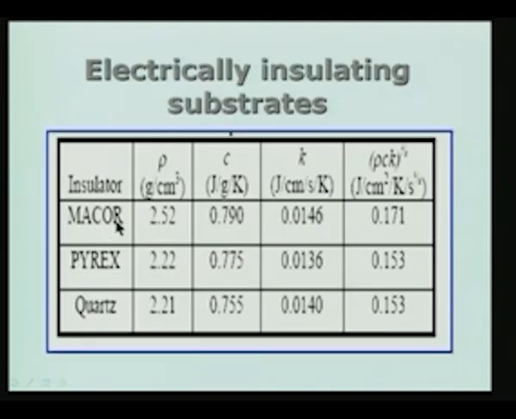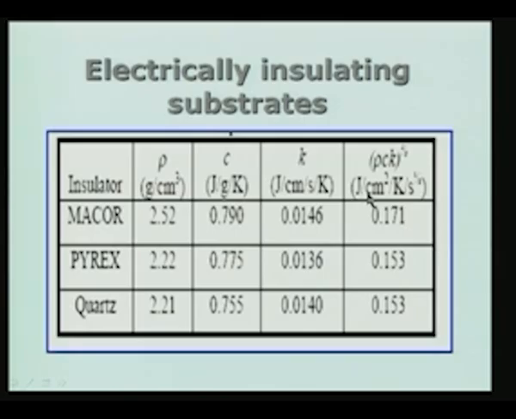Macor is some kind of plastic material, then Pyrex is a glass material, quartz again a glassy material. So, these materials are used in making such heat flux sensors, and the density, specific heat, thermal conductivity and the product, the square root of the product of rho C and K, is also given here, and the units are grams per centimeter cube, joules per gram Kelvin, joules per centimeter second Kelvin, because I have taken it from the paper which I just now referred, and therefore I have just given the values as they are given there.